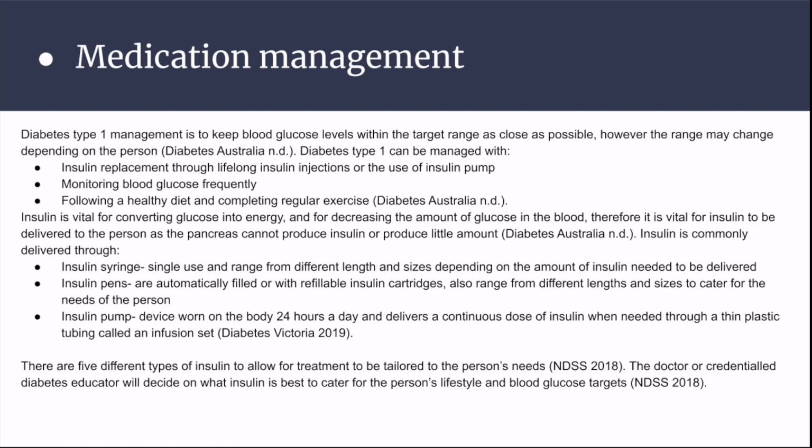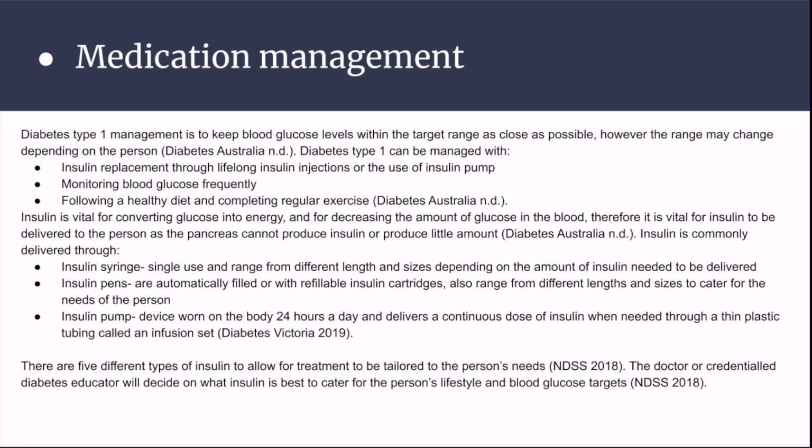little insulin. Insulin is commonly delivered through an insulin syringe, which is a single-use syringe and ranges in different lengths and sizes depending on the amount of insulin needed to be delivered. Insulin pens can also be used, which are automatically filled or refillable with insulin cartridges. They also range in different lengths and sizes to cater for the individual's needs. Another method is the insulin pump. This is a device that's worn on the body 24 hours a day and delivers a continuous dose of insulin when needed through a thin plastic tubing called an infusion set.